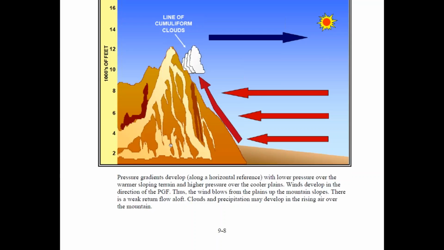Pressure gradients develop with lower pressure over the warmer sloping terrain and higher pressure over the cooler plains. Winds develop in the direction of the pressure gradient force, thus the wind blows from the plains up the mountain slopes. There is a weak return flow aloft. Clouds and precipitation may develop in the rising air over the mountain.